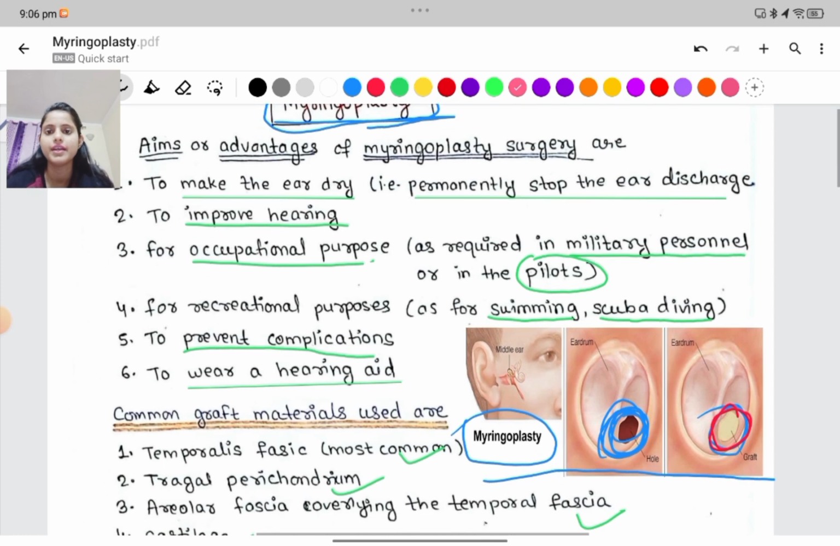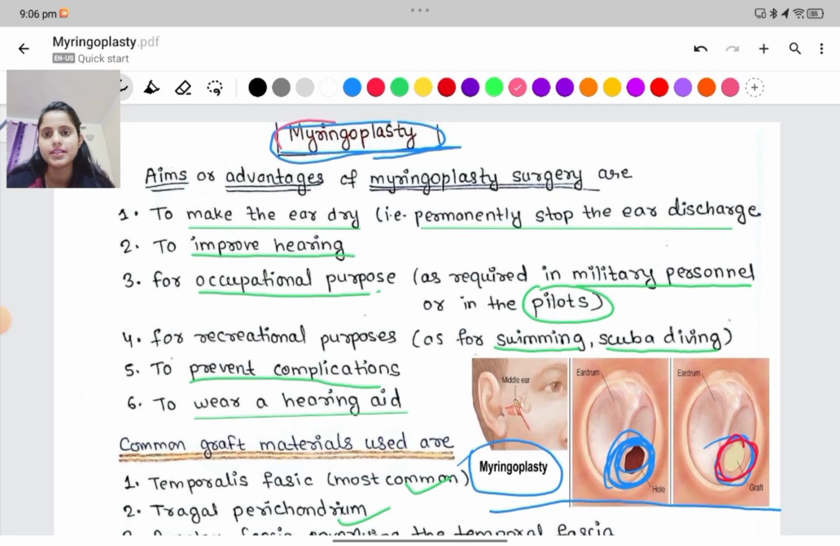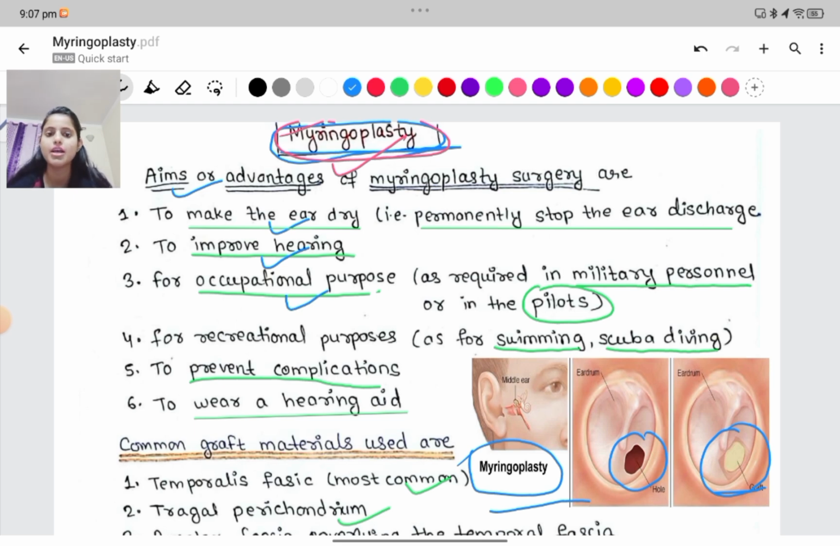So, myringoplasty is an operation to repair a hole in the eardrum or the tympanic membrane. Here we can see the hole being repaired by using a graft, and its aim is to make the ear dry, to improve hearing, for occupational purposes in pilots and military personnel, for swimming, for scuba diving, to prevent complications, and to wear a hearing aid.